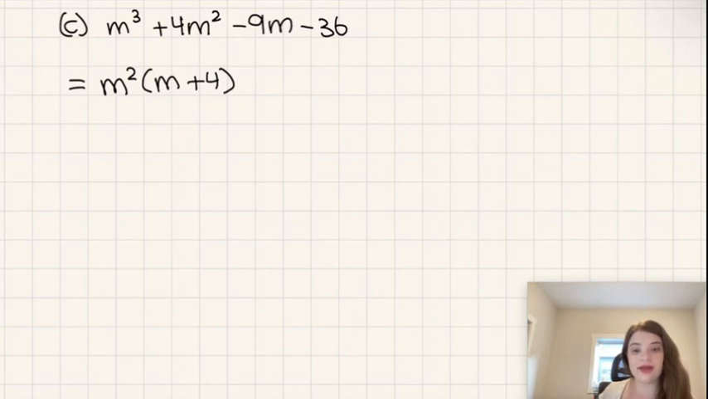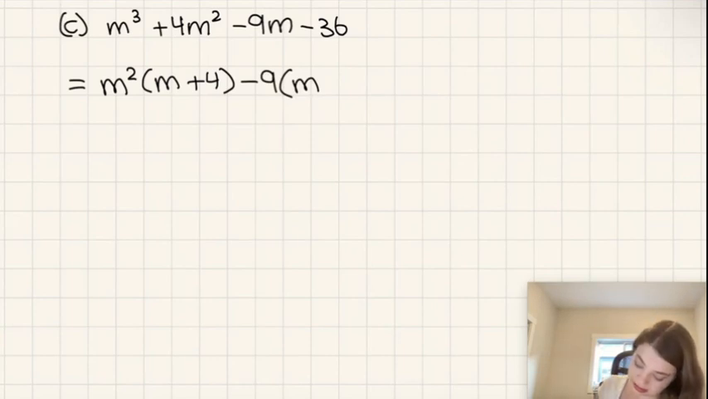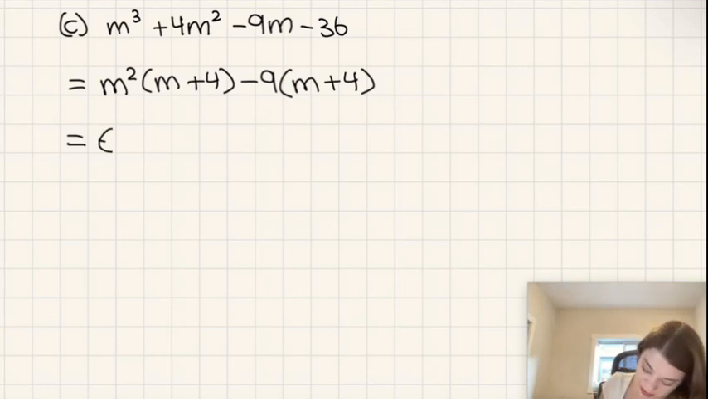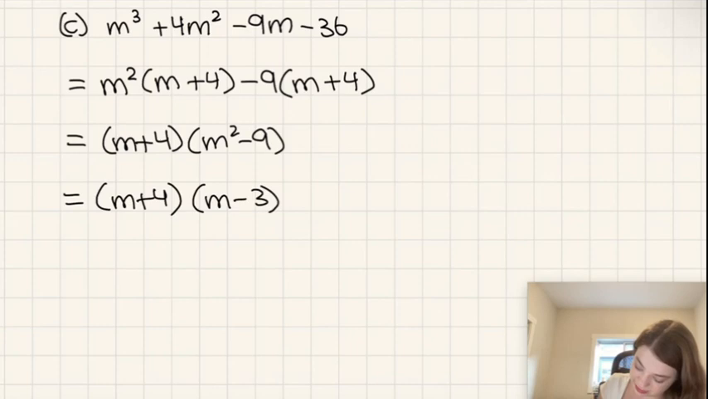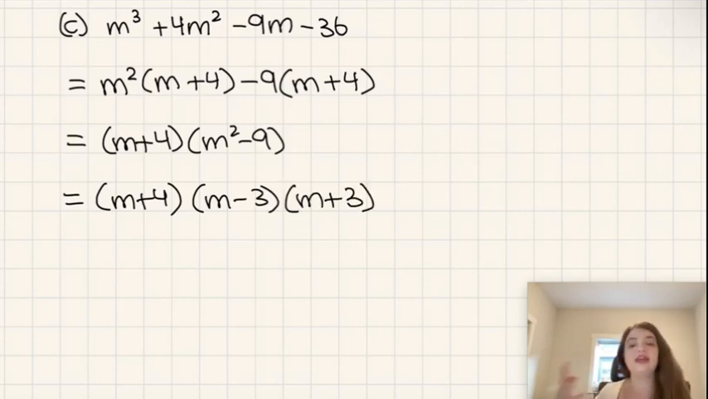Then what's our greatest common factor between negative 9m and negative 36? Well, that'd be negative 9. And negative 9 times m is negative 9m, and negative 9 times positive 4 is negative 36. And now I will common factor out that m plus 4. And once again, don't forget that if we do have a difference of squares or really anything that's factorable still, then we should still take that next step and make sure we fully factor it as best we can.